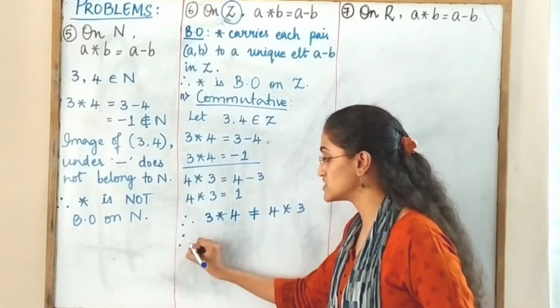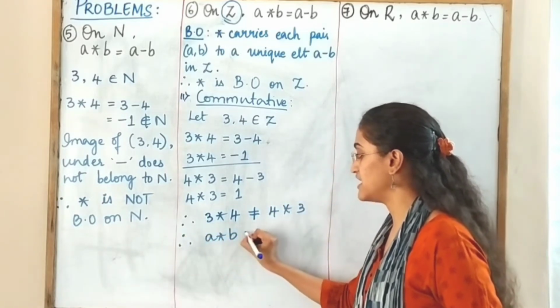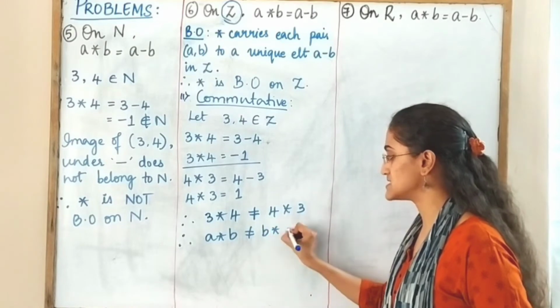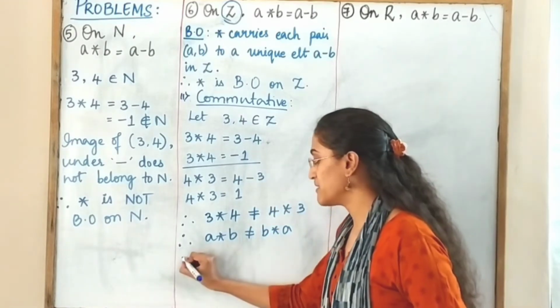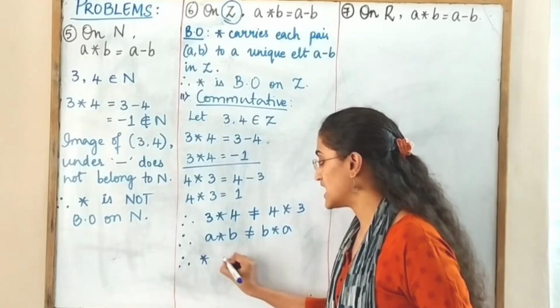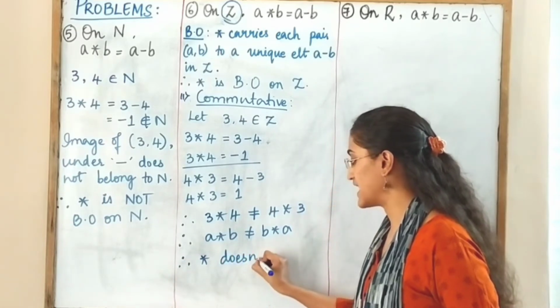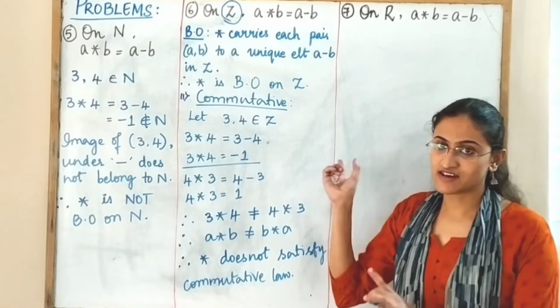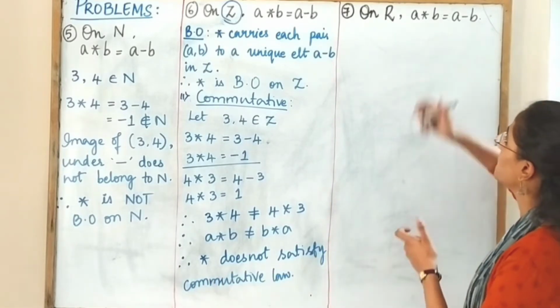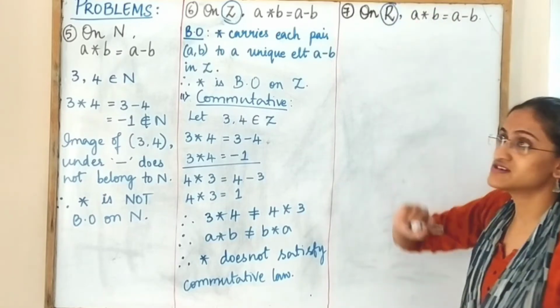and hence come to the conclusion a star b will not be equal to b star a. We have got the counter example here. And also we may now conclude that star does not satisfy the commutative law. Now moving to the third problem of the same kind but on the set of all real numbers.